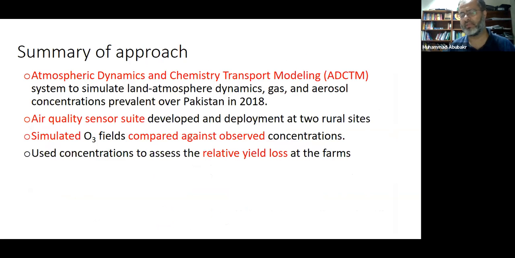Achha, so this was the summary of the work. I think I will stop here. Just sort of give you now a revised summary. हमने क्या किया? We use these atmospheric dynamics and chemistry transport models and very advanced computer models. We use this air quality sensor suite instruments which were developed and then deployed, and they had to be maintained. Then we did a lot of data processing, we did comparisons, और आखिर में हमने उन concentrations को एक agricultural research से एक formula लिया और उसके अंदर plug in किया और उससे हमने ये yield losses निकाले.